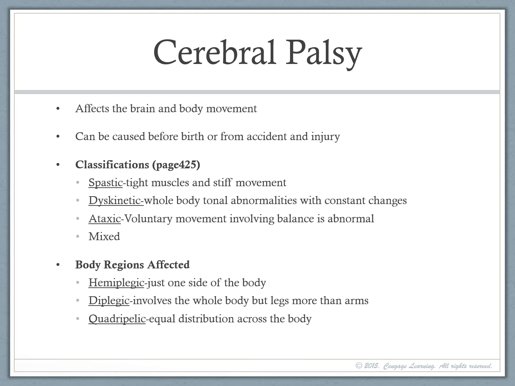So body regions that are affected. The hemiplegic is just one side of the body. Diplegic involves the whole body but legs more than arms, and quadriplegic is equal distribution across the body.